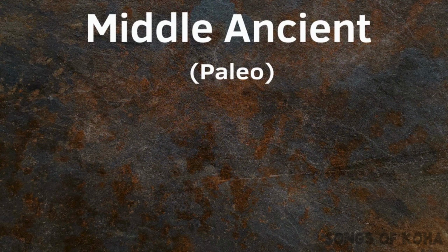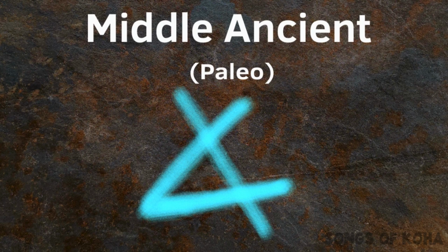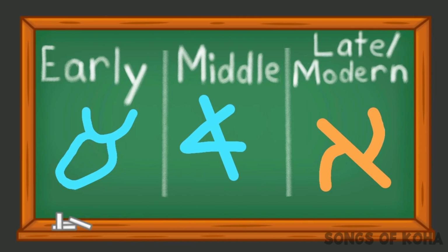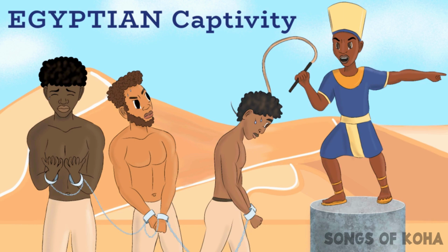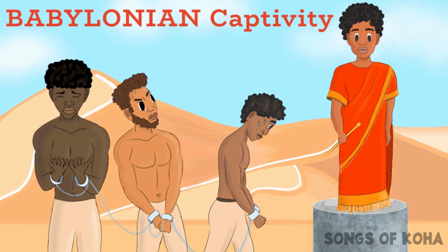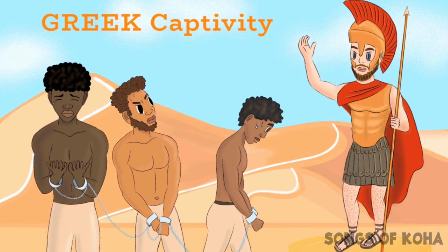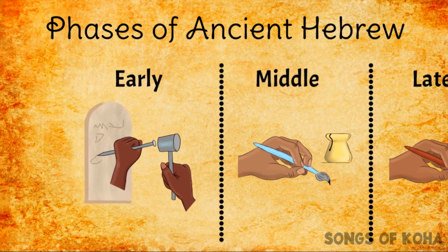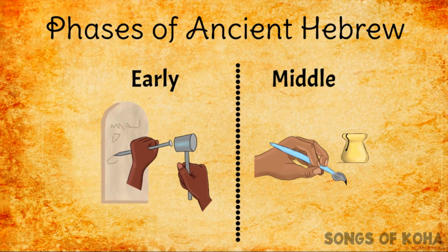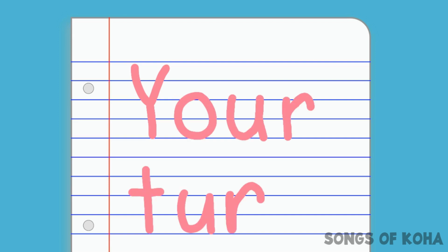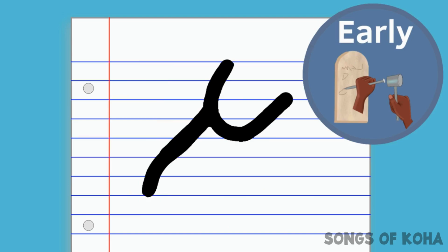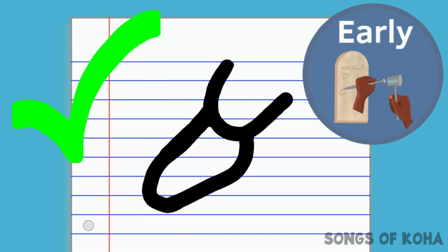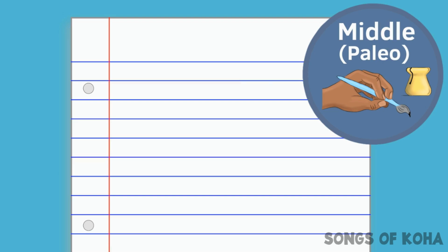The Middle Ancient, also called Paleo-Hebrew character for L, is a simpler-looking version of the ox head. Late Ancient and Modern Hebrew are very different from Early and Middle Ancient Hebrew because the language of the Israelites was changed so much through various captivities to other nations, and also from being adopted and distorted by other nations. So, for our studies, we will mostly focus on Early and Middle Ancient Hebrew. Can you draw the Early Ancient Hebrew character for L? Nice work! How about the Middle Ancient or Paleo-Hebrew character for L?